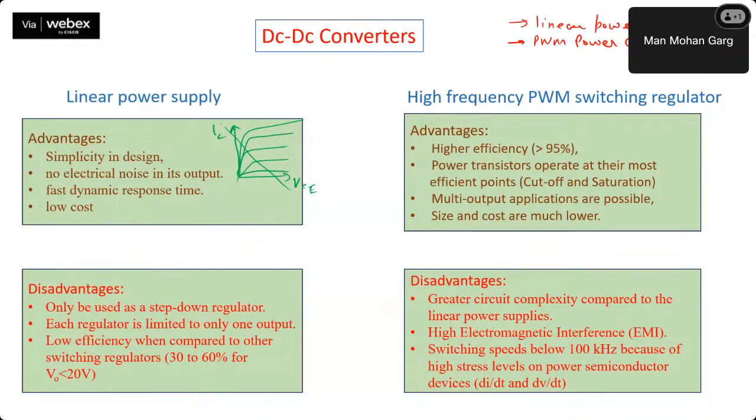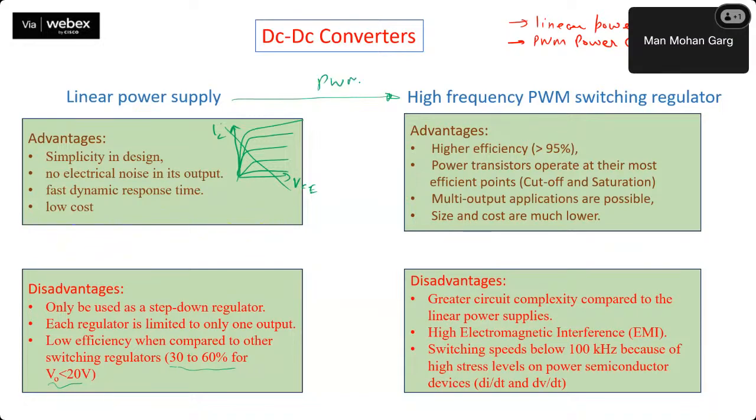Our input voltage has to be slightly greater than the output voltage in linear mode power supplies, and because efficiency is low, we cannot use it for high power applications, right? If the voltage is less than 20 volts, then the efficiency is very low, 30 to 60% only. So that is the reason that we went for high power supply, switch mode power supplies or PWM converters.